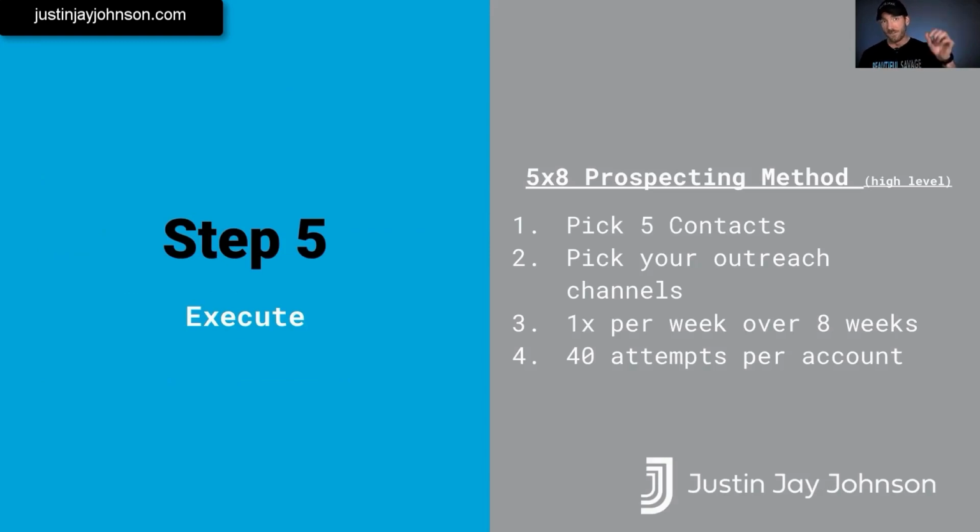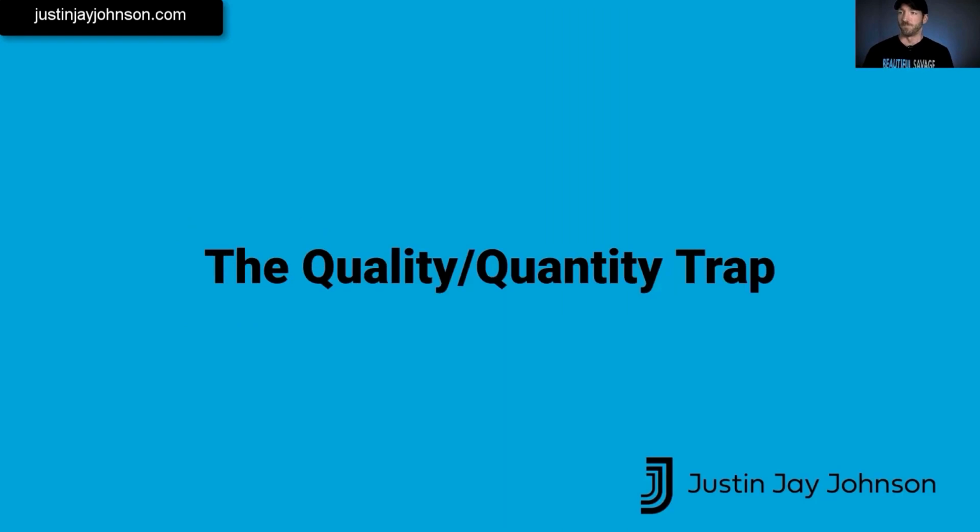So step 5, now we execute the 5x8 prospecting method. I have another video that breaks this down in detail, but at a high level, pick 5 contacts, pick your outreach channels, hit them up once every week for 8 weeks, 40 attempts per contact, 40 attempts per account. Again, I have a video breaking this down in granular detail of how to do this. So if you want to check that out, it's on my channel.